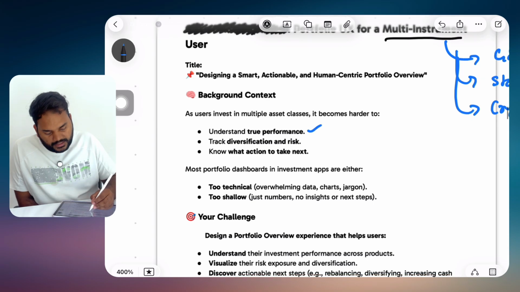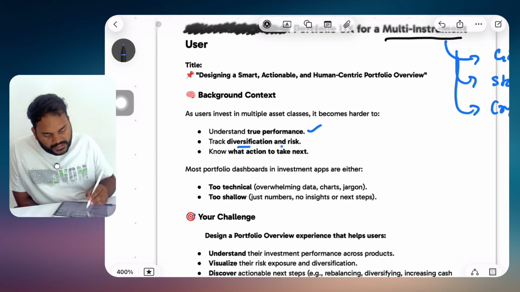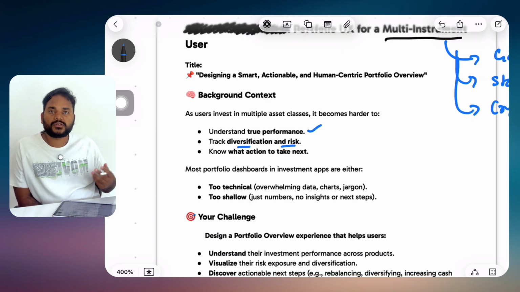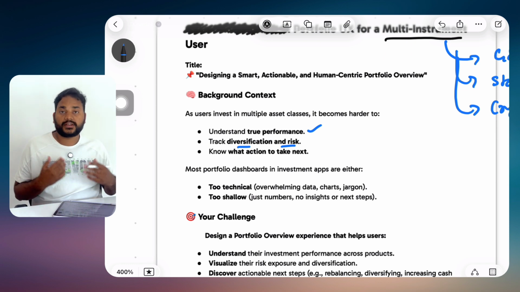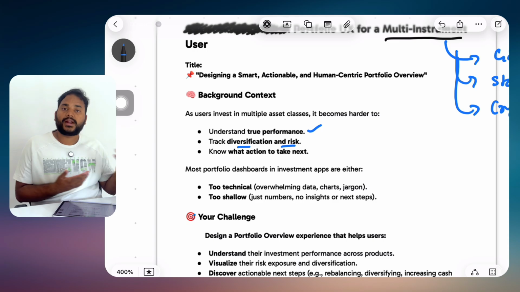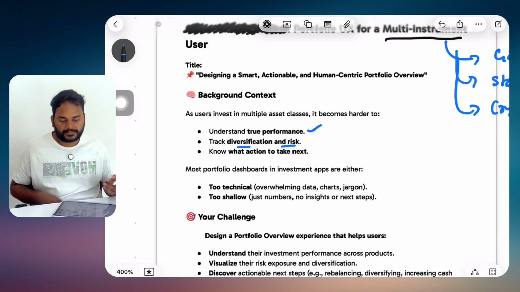Next is track diversification and risk. So diversification means, as I told already, that the user will be having multiple different instrumental investments. So it is very diversified, and the user would definitely want to have the risk adjustment automatically done and also be in control of it. So that's the second point.